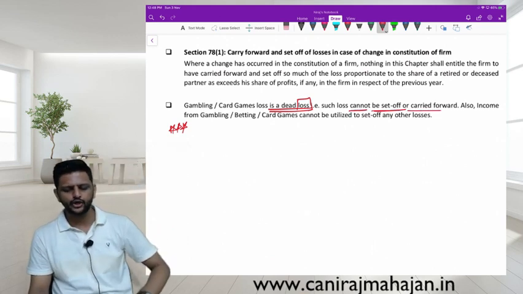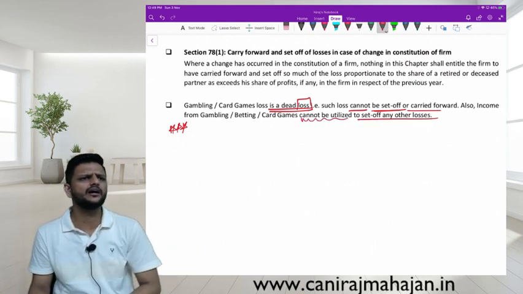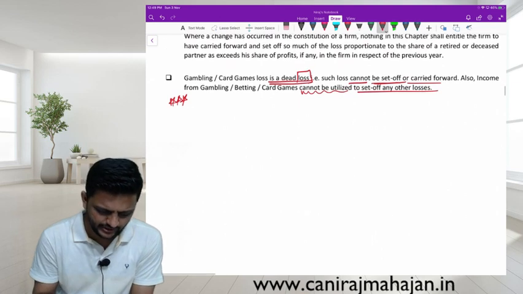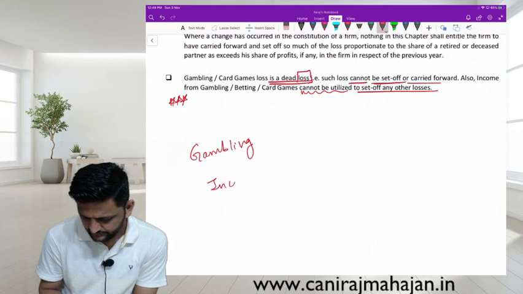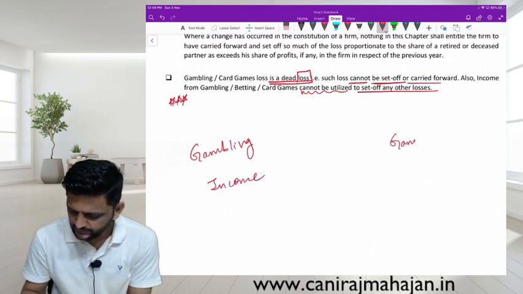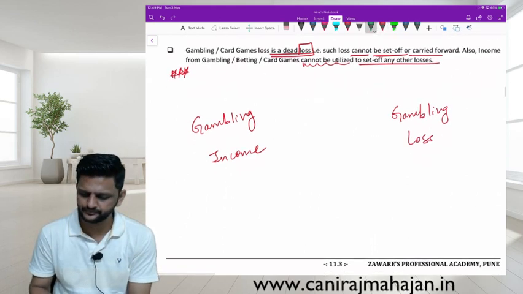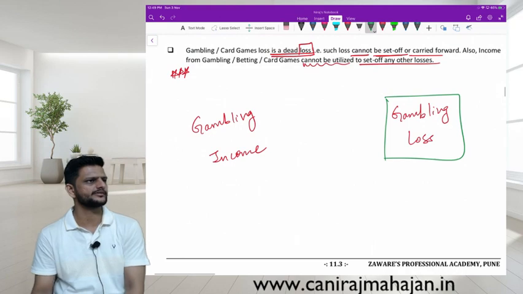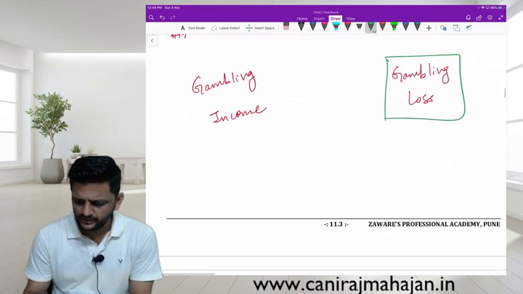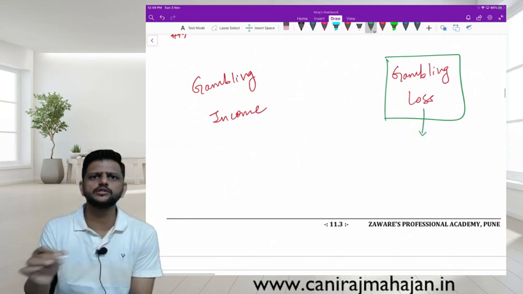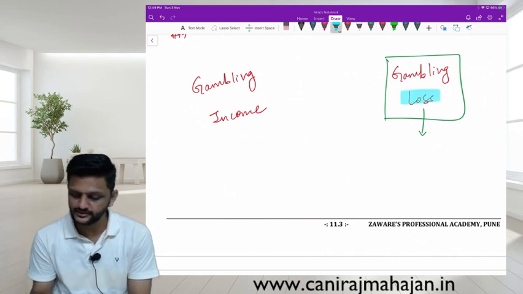Also, income from gambling or betting or card games cannot be utilized to set off any other losses. Also, pay attention. I am writing only one word here: gambling income and gambling loss. Is it okay to you? Everyone? Let us first focus on gambling loss. This is your IOS loss, specifically from card or gambling loss. Can we set off this loss from any other income? No, isn't it? This is a dead loss.